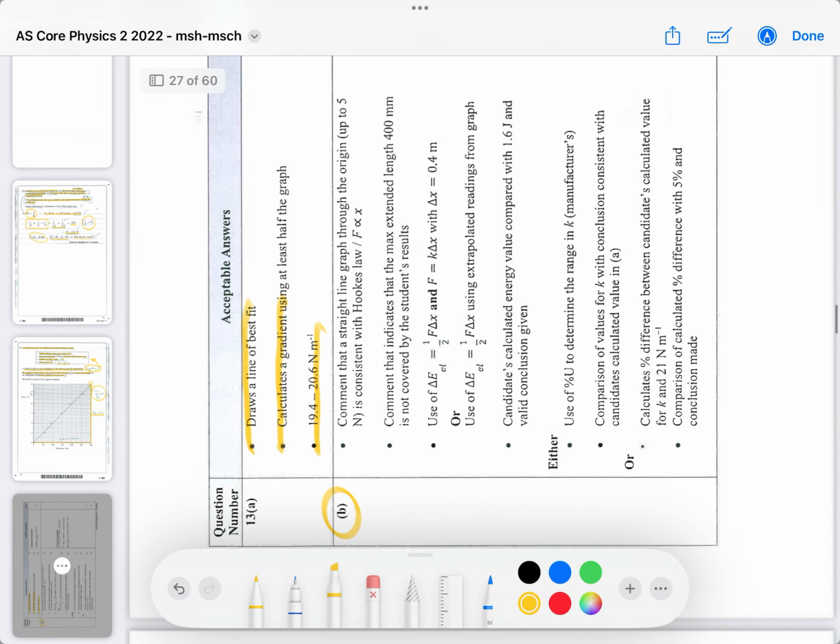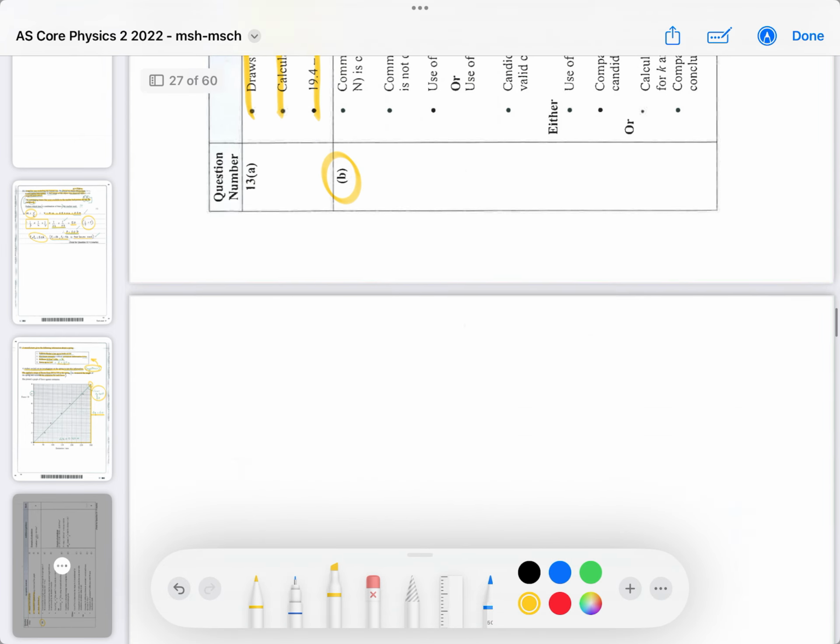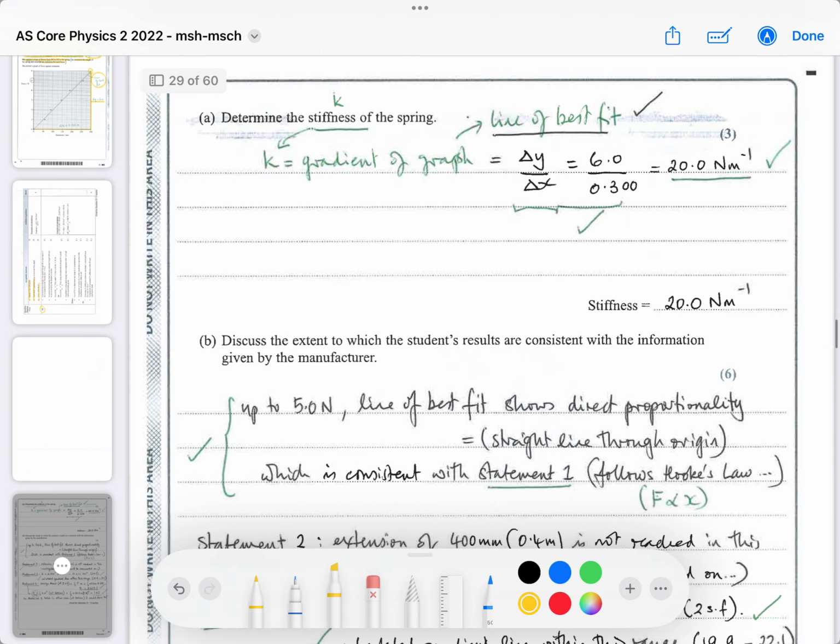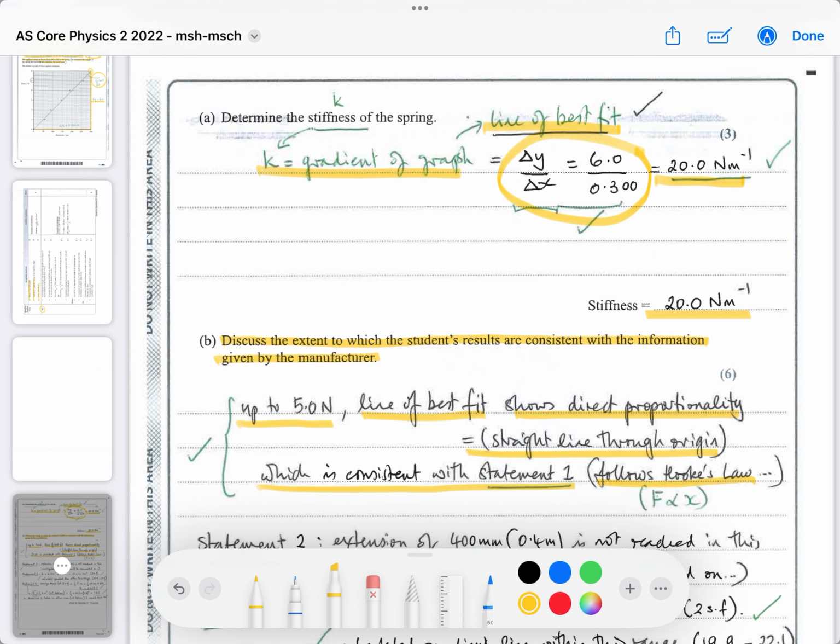So you can stop the video whenever you want, have a look at your own answers and see how well you did. So determine the stiffness, so that's the gradient of the graph. I've drawn the line of best fit, I get a mark for that. 1 mark for showing my working clearly using a large triangle, and I got 20.0 newtons per meter with the line of best fit that I chose to draw. Then it says discuss the extent to which students' results are consistent with the information given by the manufacturer. Up to 5 newtons, the line of best fit shows direct proportionality, because it's a straight line through the origin. So this is consistent with statement 1, which follows Hooke's law. So I get 1 mark for that.